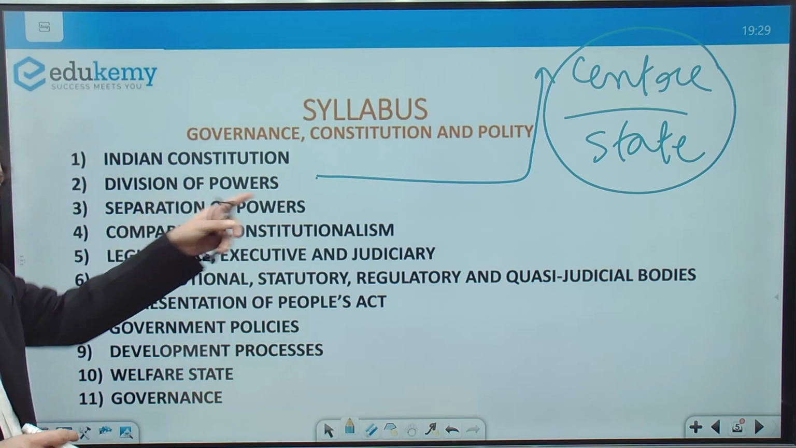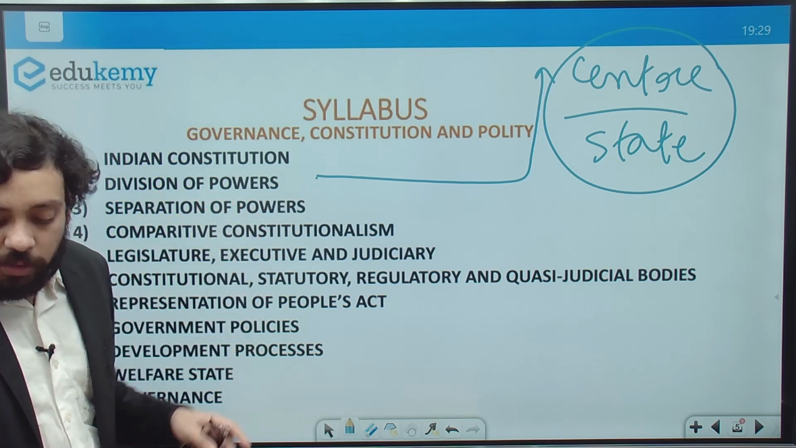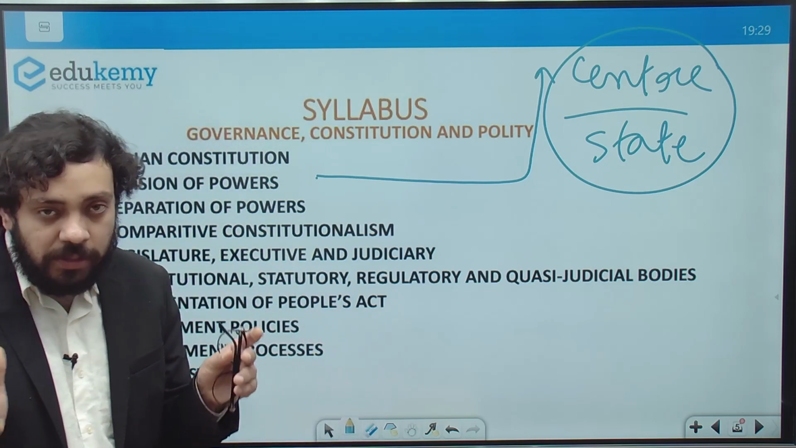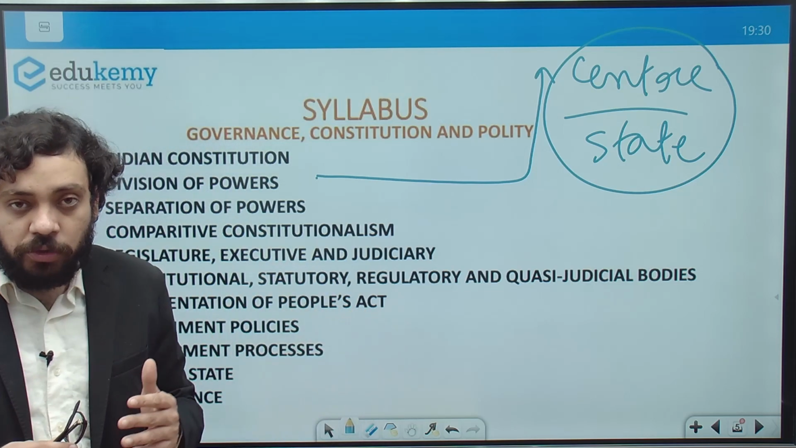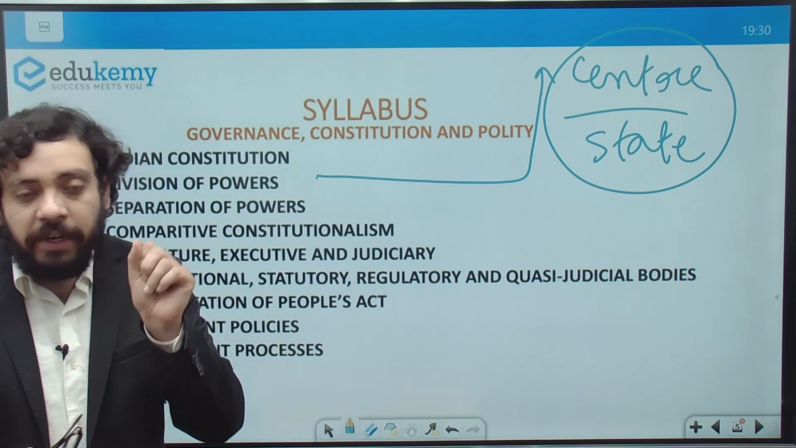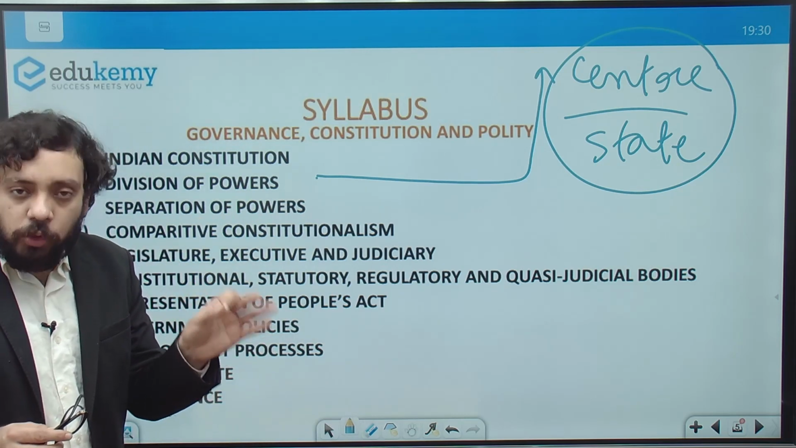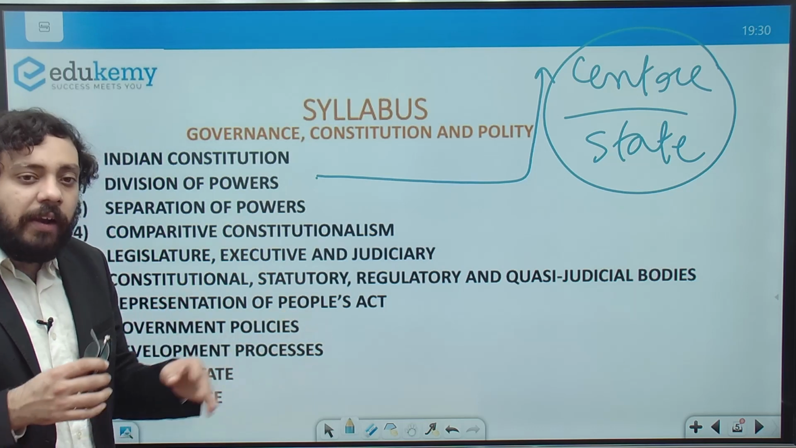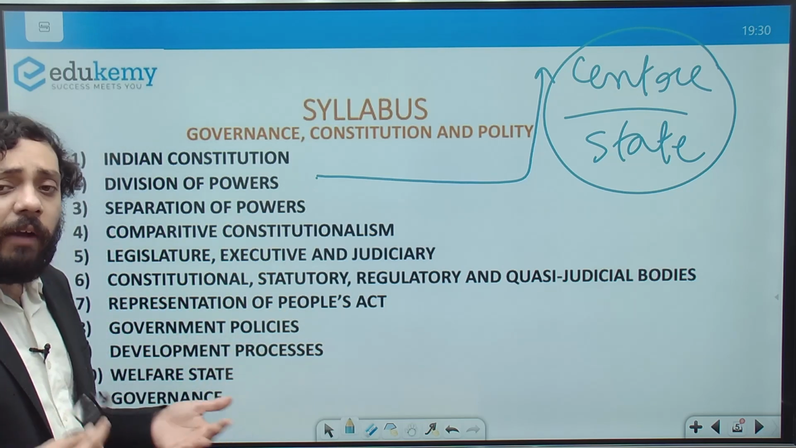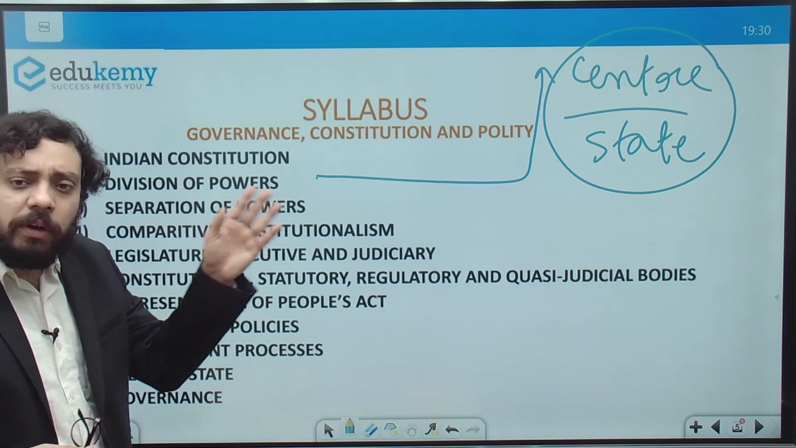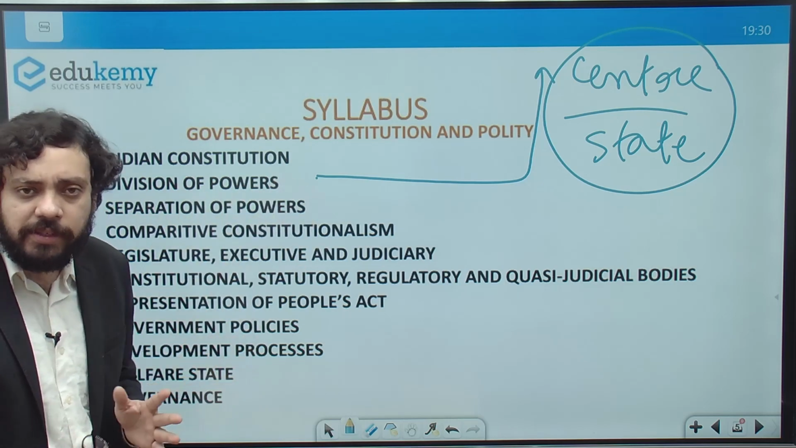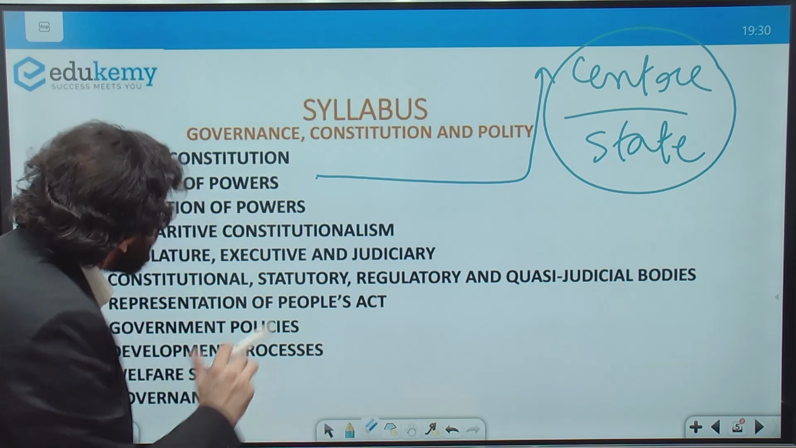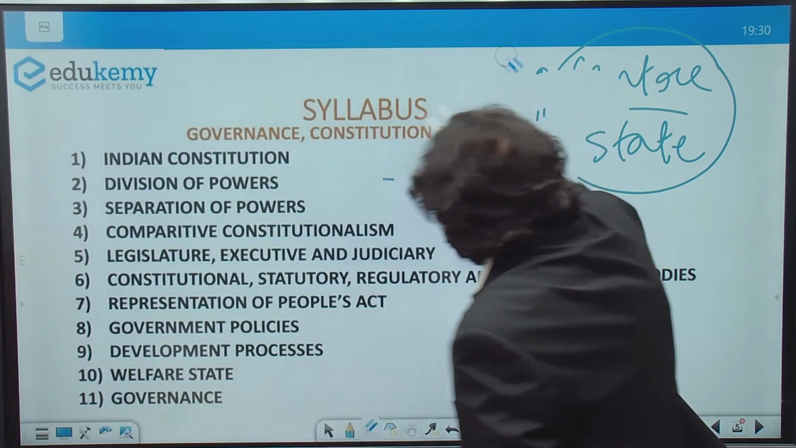Why do we call it division of powers? Because the constitution itself envisages a division of power between the center and the state. For instance, the 7th schedule of the constitution classifies things as the union list, the state list, and the concurrent list. So this kind of understanding is all that we have to deal with. The relationship between the union and the state, or the center and the state, is covered under the second part of the syllabus.